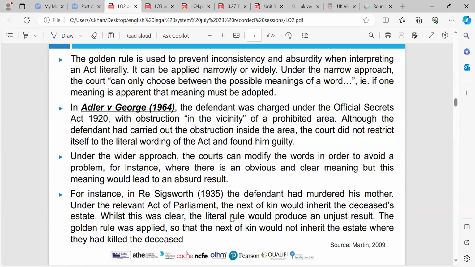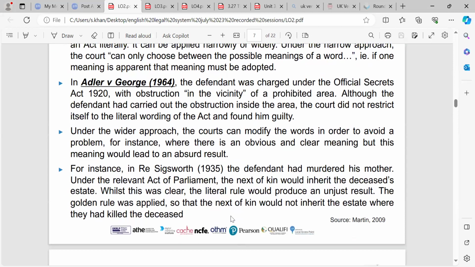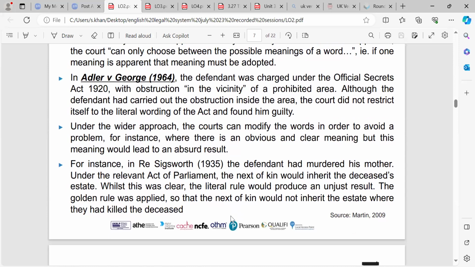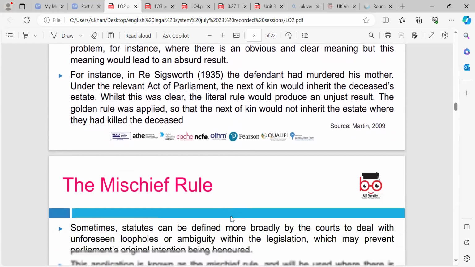We then went on to the golden rule, and this is to prevent any sort of absurdity or inconsistency when interpreting the Act, and it can be applied narrowly or widely, which gives discretion to the judges. And we looked at the case of Re Sigsworth, where the defendant had murdered his mother, and how, with the use of the literal rule, he would benefit. If the golden rule came into force, it would be applied, and he would not inherit anything. But if it was the literal rule, it would be an unjust result.